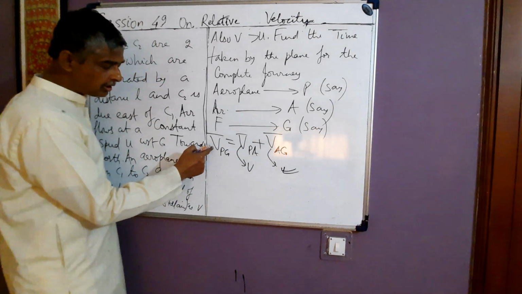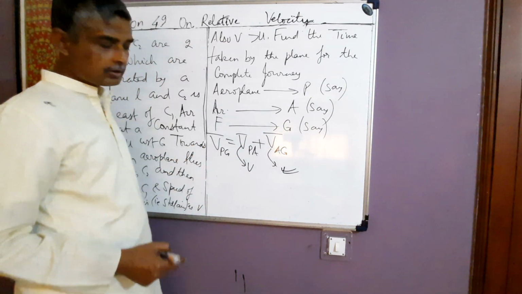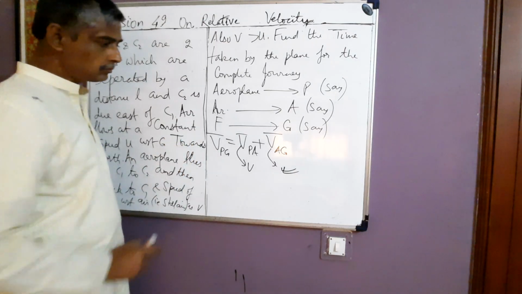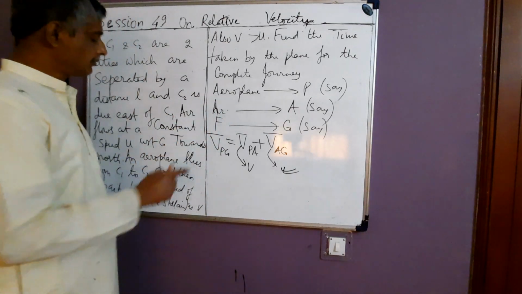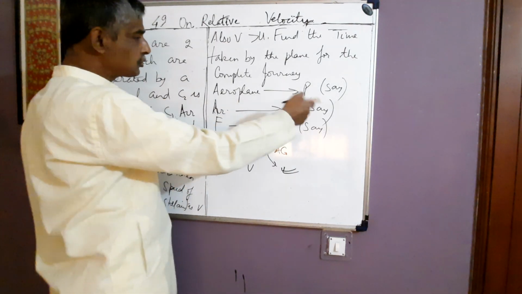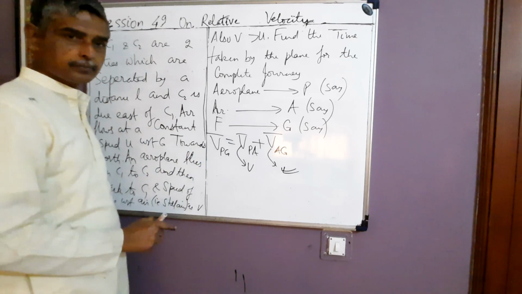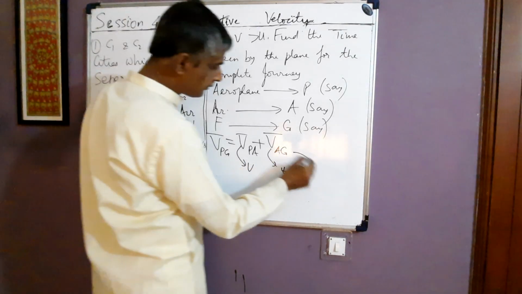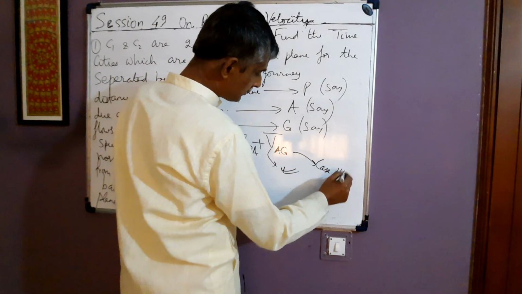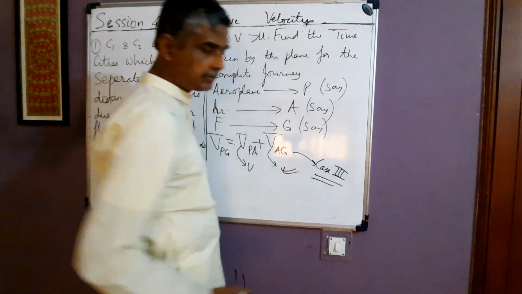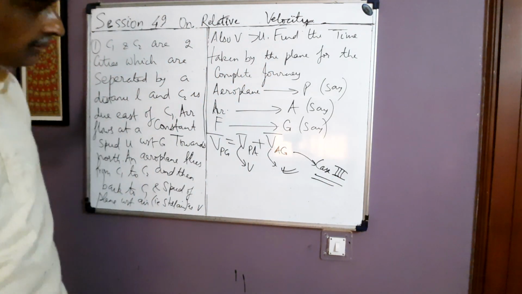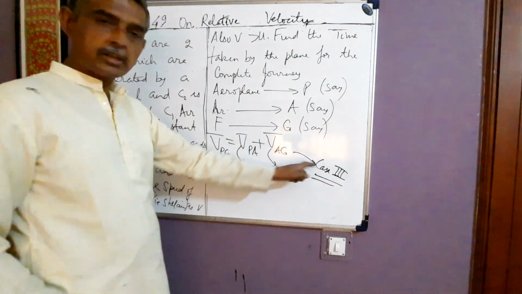And VPG is the velocity of plane with respect to ground. So magnitude is also not known. But while going from C1 to C2 and back to C1, direction of VPG is known. So this problem is of case 3. It is a problem of case 3. This is the case 3 problem.